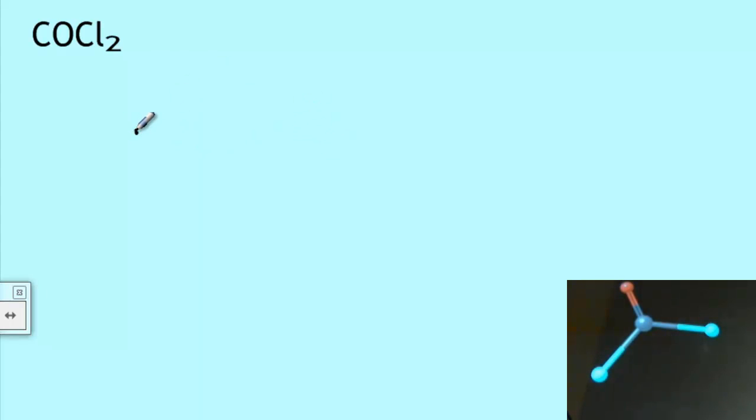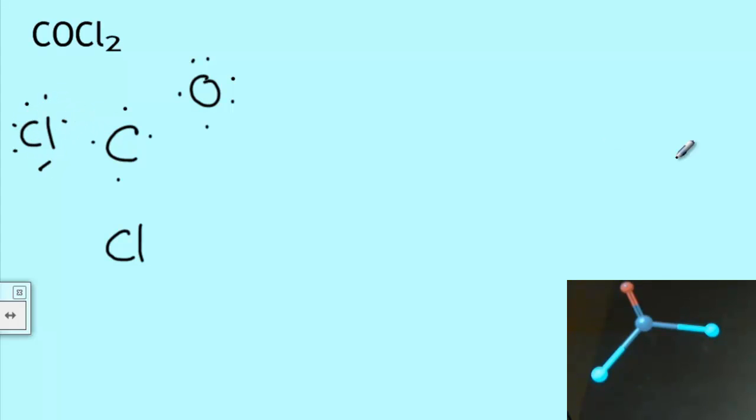Remember that if we have carbon, we always start with that. Okay, carbon's got 4. I'm going to put the oxygen over here. Oxygen's got 6. Then I've got 2 chlorines. Hold on, let me go back and fix that. I know my drawing leaves a lot to be desired. You'd think after a month or so I'd be used to the pen, but apparently not. Okay, so 7 electrons around that chlorine. Bond them up, nothing terribly tricky about this one.